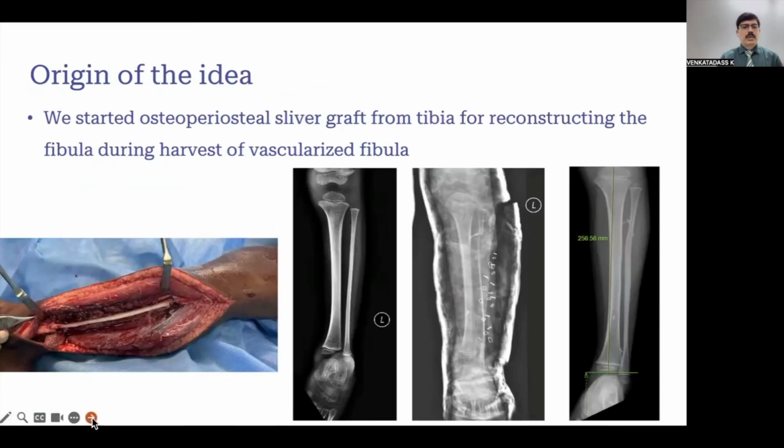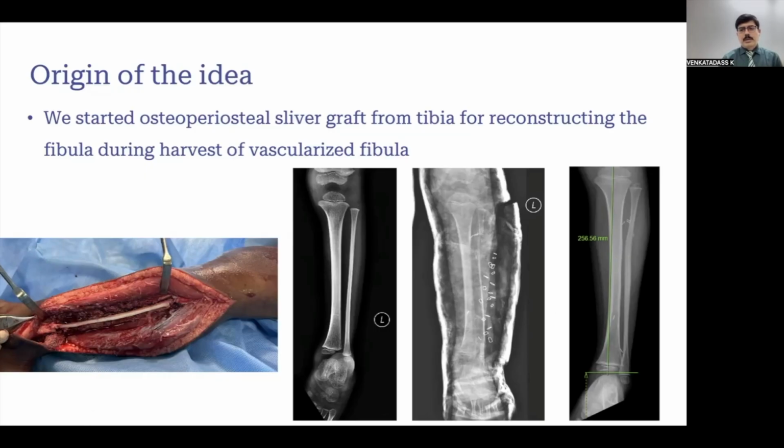This idea originally came from the technique of osteoperiosteal slide of the tibial graft, which we use for reconstructing the fibular gap after vascularized harvesting. You can see that in this particular patient, there is a huge gap after harvesting a vascularized fibula. And this is a small sliver of the tibia along with the periosteum, which we take from the lateral or posterior cortex of the tibia. We place it here and suture the periosteum with the proximal and distal limb. And to our surprise, the fibula completely regenerated within a few months' time.